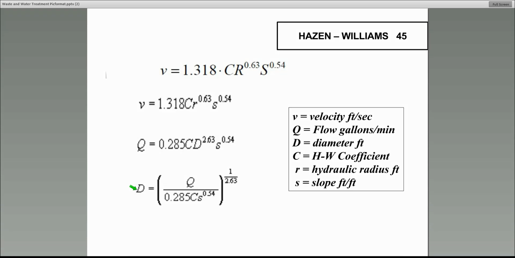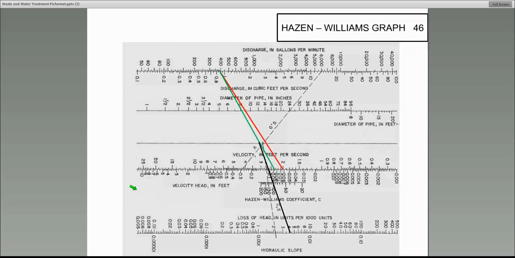Okay, this is a Hayes and Williams graph. It's a very useful graph, and we're going to work a problem plugging into the formula and then check it by going back to this graph.